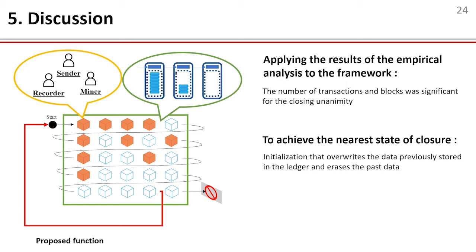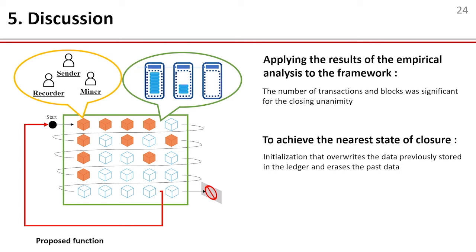From the framework and the empirical analysis, we find that the number of transactions and blocks was significant for the closing unanimity. Focusing on the agreement of no new blocks, we find this state is equivalent to the first time the blockchain is launched. In other words, we can create the same situation as closing through initialization, which overrides the data previously stored in the ledger and erases the historical data.